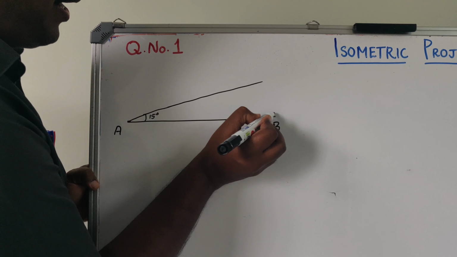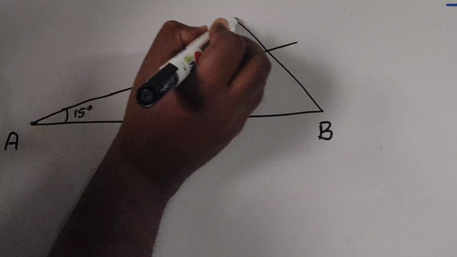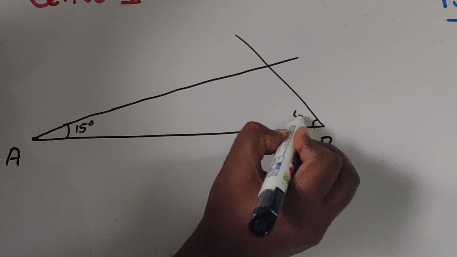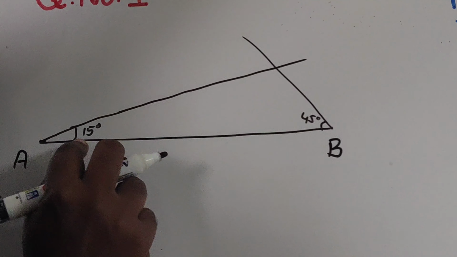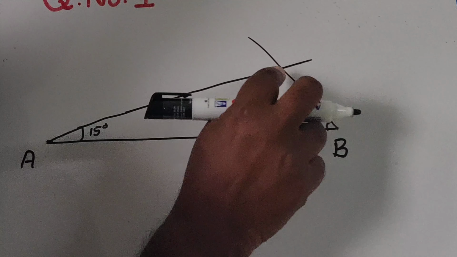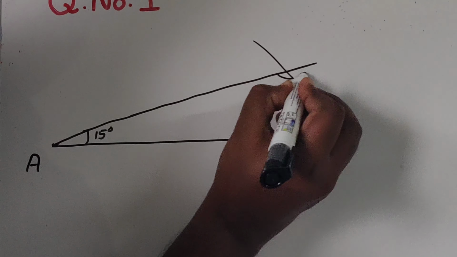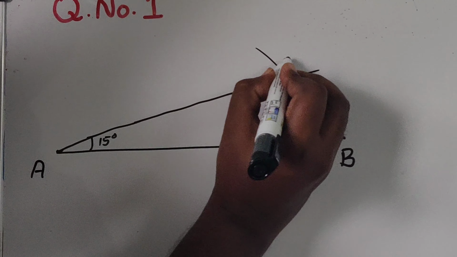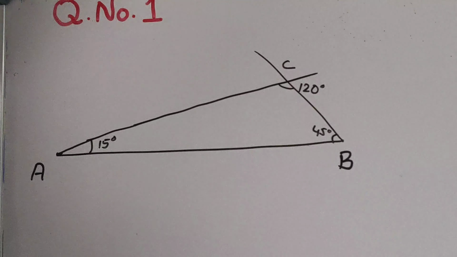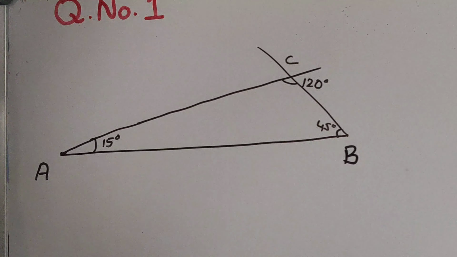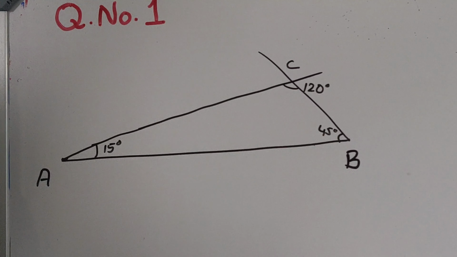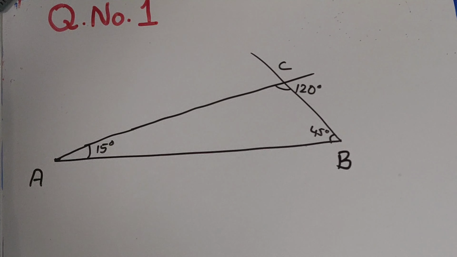From B, you are having an inclination of 45. So definitely this is 15 plus 45, 60. So this should be 120. I'm marking this point as C. Next, we have to draw the simple position.